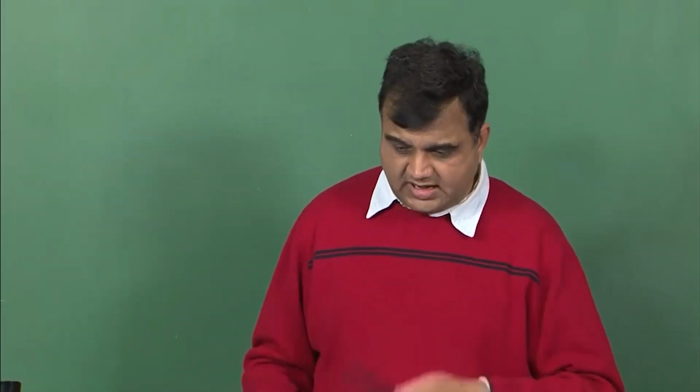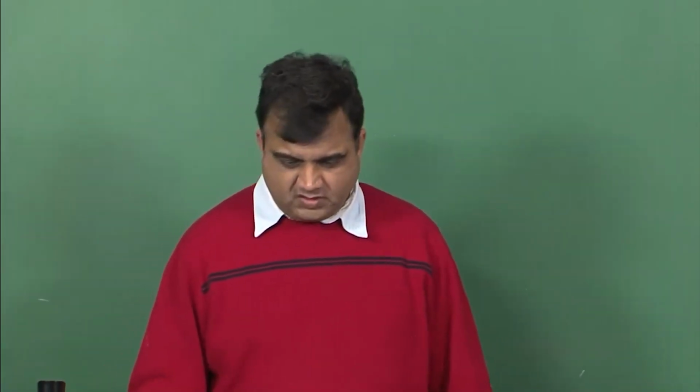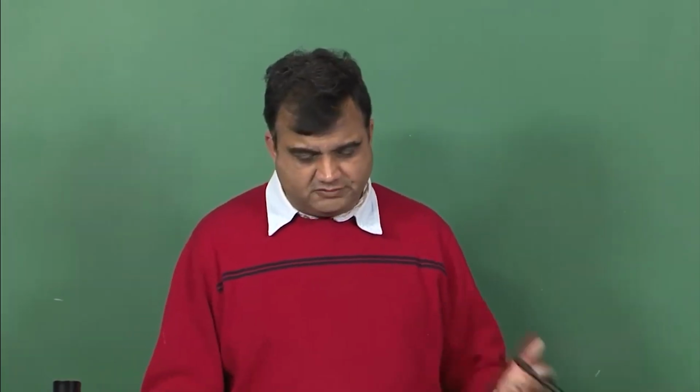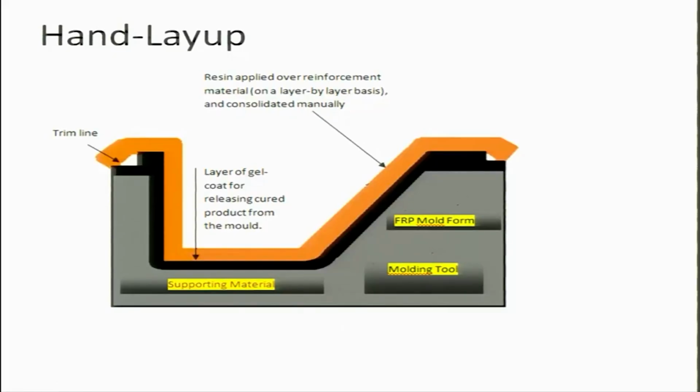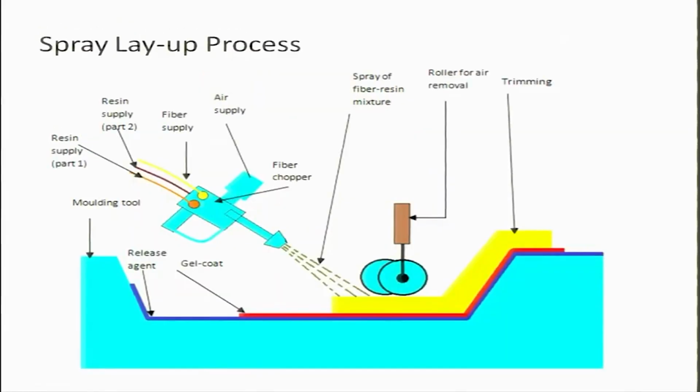Okay. So, this is the hand layup process, and most of this work is done manually, its consolidation is done manually. This is the picture which is a schematic for spray layup process. So, this blue thing is your molding tool. On top of the molding tool, as we had discussed, is the release agent which ensures removal of the part from the mold.